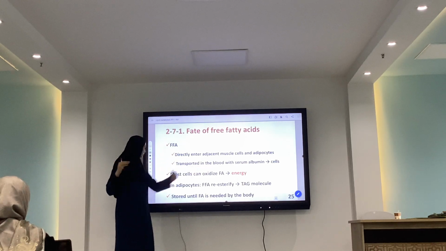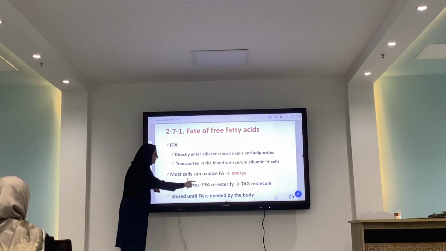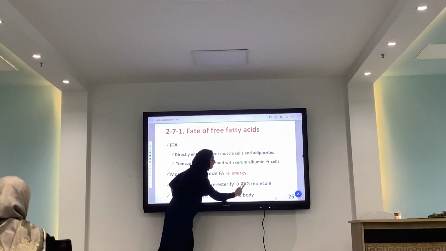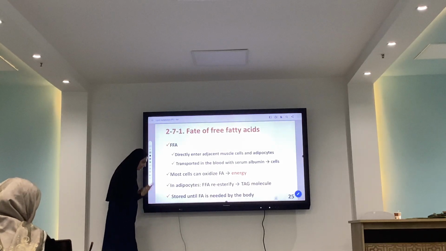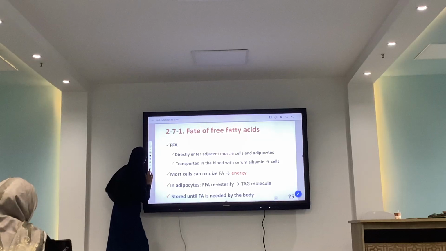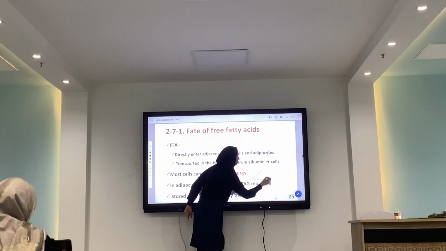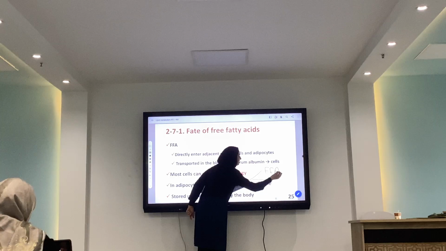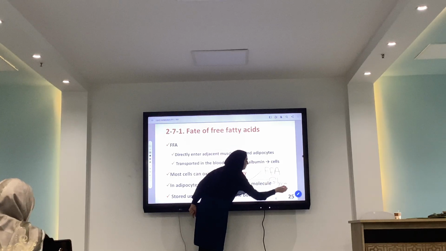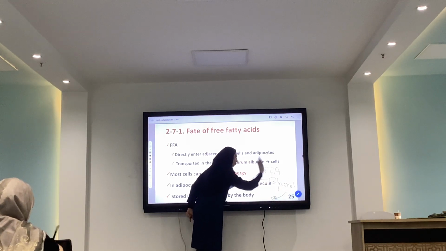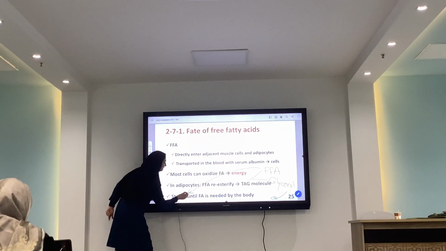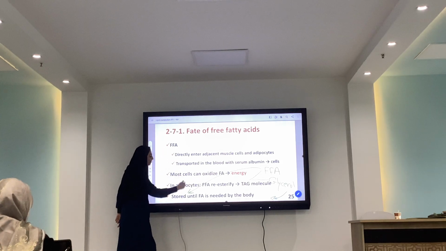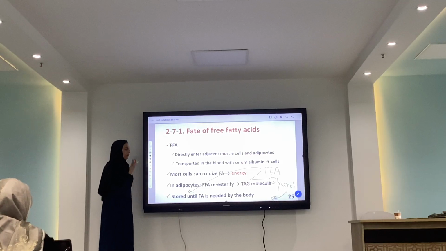Actually, I didn't understand the last sentence. This is stored in triacylglycerol molecules till when? Till we need the energy. After that, the TG will break down to free fatty acid and glycerol. Am I right? The glycerol goes for gluconeogenesis. The free fatty acid is stored in TG, and after that it will break down where we need energy. I will explain it. Okay.